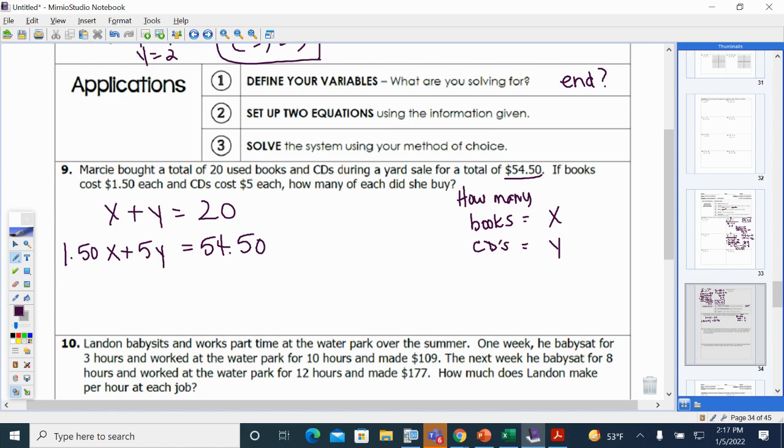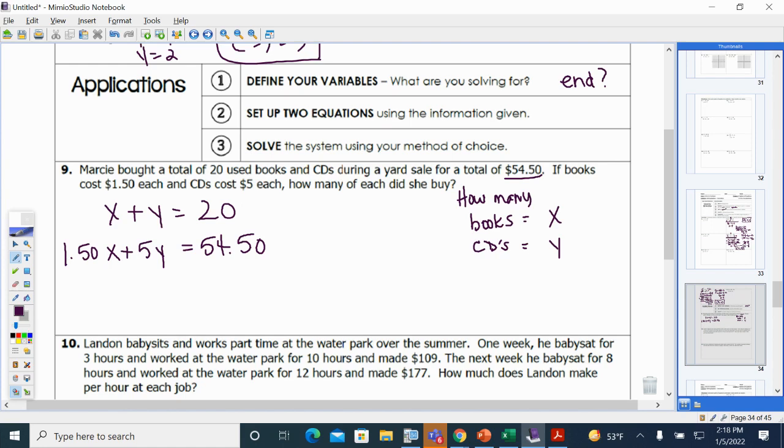Now, how are we going to solve this? You could easily use substitution here. Or you could choose to use elimination by multiplying the first equation by maybe 5. Either way, it's not going to matter. One thing you do need to understand is if I use substitution and you choose elimination, we should both end up with the same answer because we started with the same two equations.